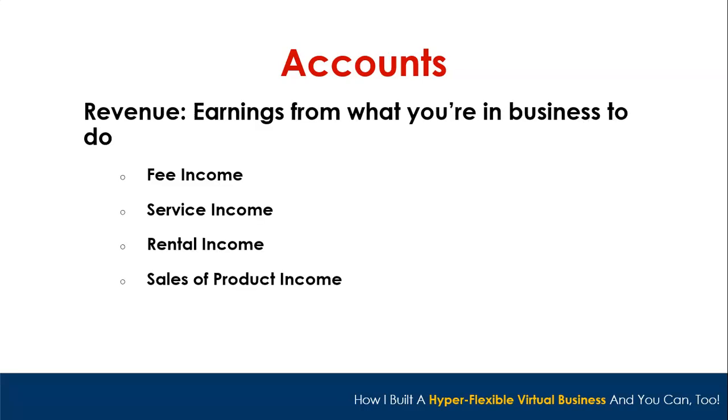All right, so revenue are the earnings from what we're in business to do. So again, this is our fourth major account type, revenue. It's earnings from what we're in business to do. So that could be fee income if you're an attorney or something. That could be service income. That could be rental income if you're a property manager. That could be sales of product income if you're an e-commerce store and you're selling product.